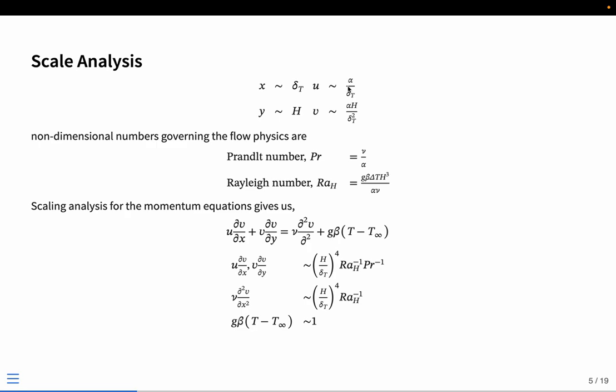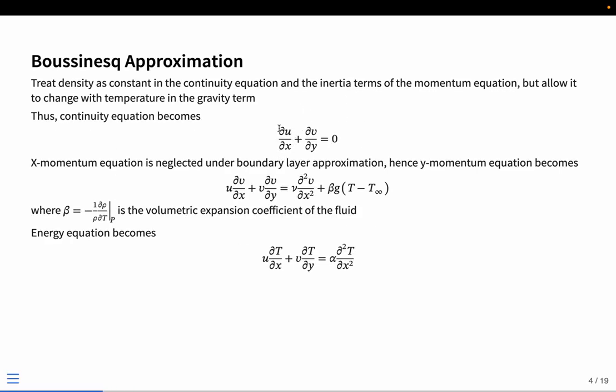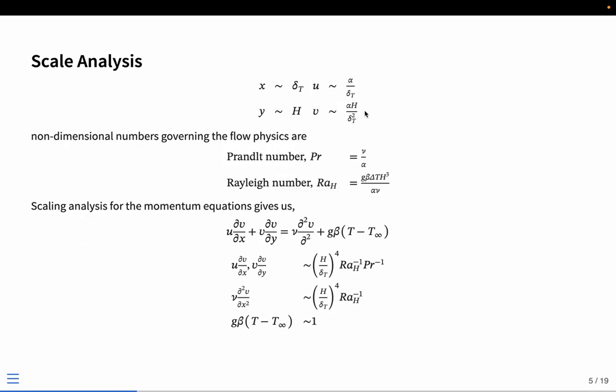You can choose one of them and substitute in the continuity equation, then you will get the other term. So for example, if you choose u to be alpha by delta t, then if you substitute back in this equation, this will be alpha by delta t and this is delta t square. So y will be in terms of h. So v should be alpha h by delta t square. So that is the term that you will be getting here.